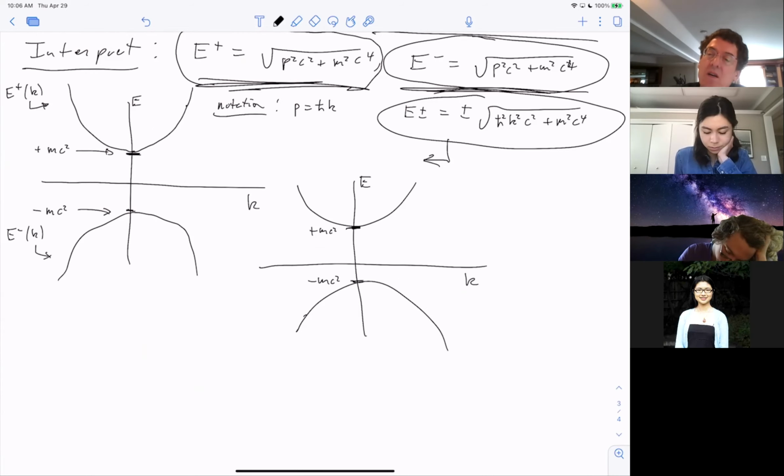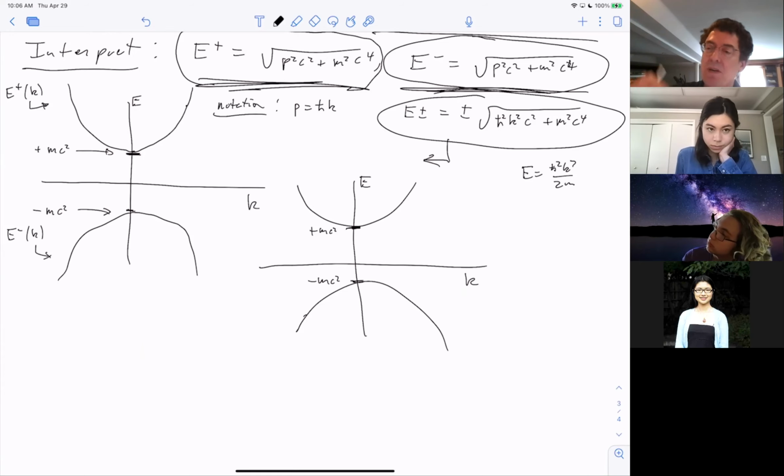Now, the top parabola should sort of make sense to you, because it kind of reminds you of your old friend, E equals h bar squared k squared over 2m, right? P squared over 2m, you know, kinetic energy. So it should look kind of familiar. And when the momentum is zero, then all your energy is in the rest mass. So the top parabola kind of makes sense.